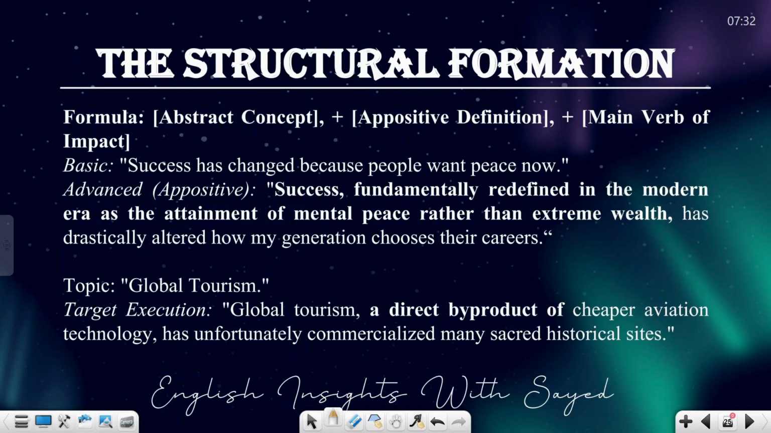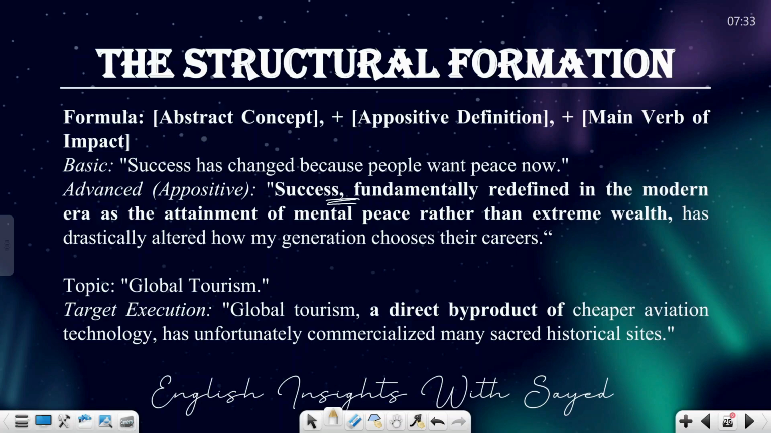Like you see, use an abstract concept, that is success, then make a comma. What does it mean? Then you are telling that. So like this way. The basic sentence, see it: success has changed because people want peace now.